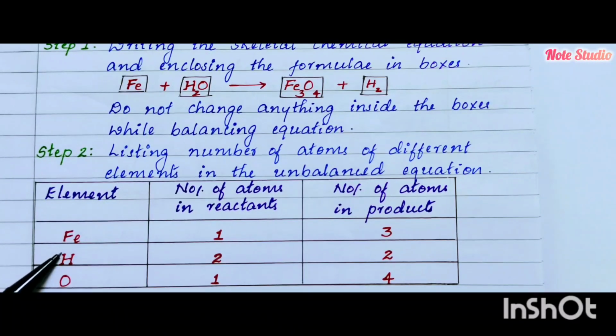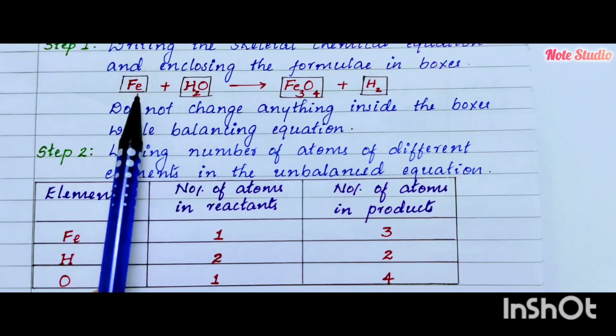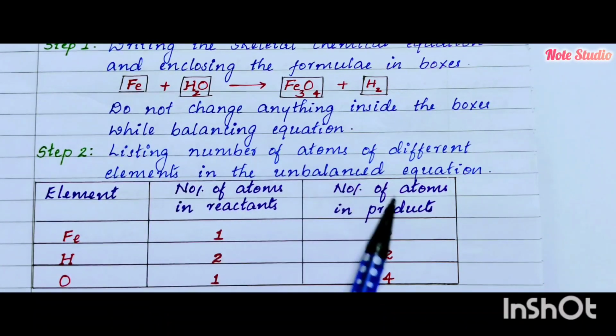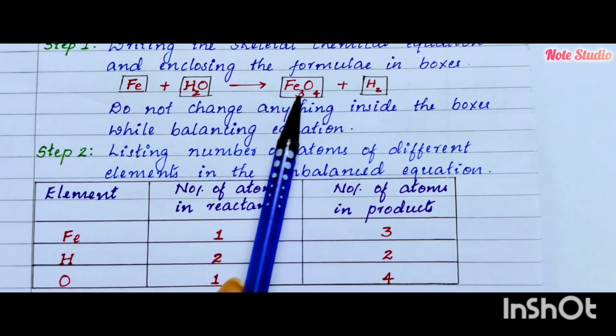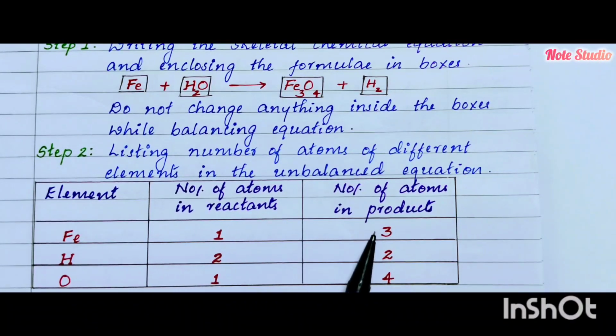So now these three different elements are present in this chemical reaction. Now we will count the number of atoms present in the reactant side as well as the product side. Now about Fe, that is iron, in the reactant side, how many iron atoms are present? Just one. But in the product side, here we have written Fe3, that means 3 atoms of iron are present in the product side.